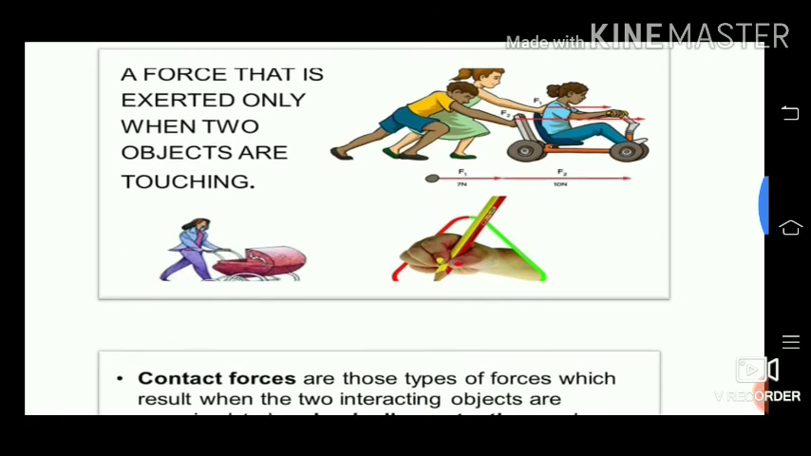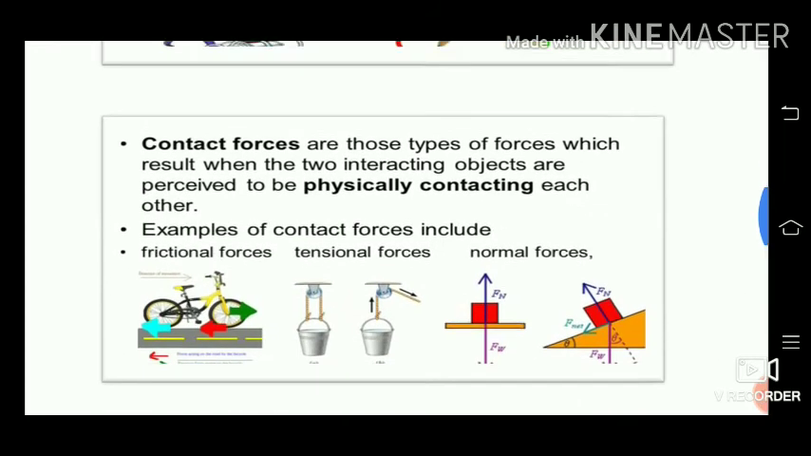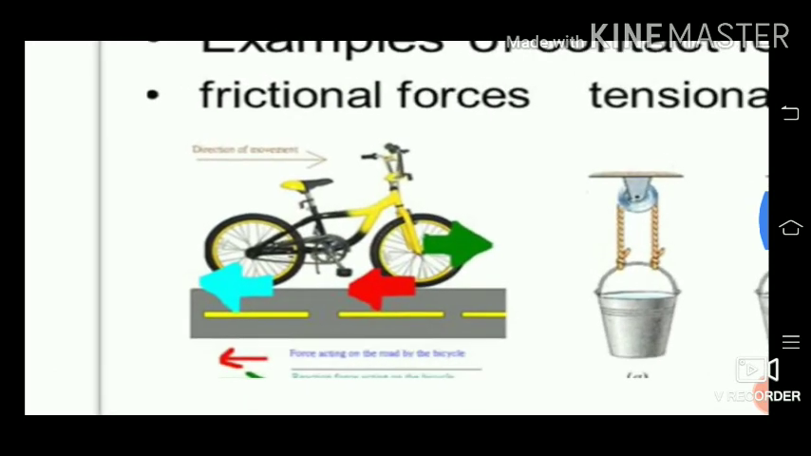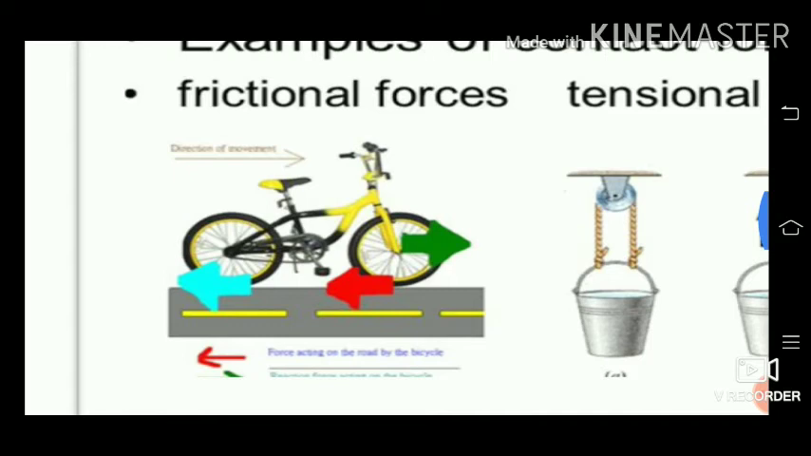We'll start with frictional force. When a body slides over a rough surface, a force starts acting on the body in the direction opposite to the motion of the body along the surface in contact. So this is called frictional force or the force of friction. Always frictional force is in the opposite direction of the applied force. Suppose, as you can see, this cycle is moving in a direction. The direction of the motion of the cycle is indicated by the green arrow, but the red arrow indicates the frictional force, just opposite to the direction of the applied force.